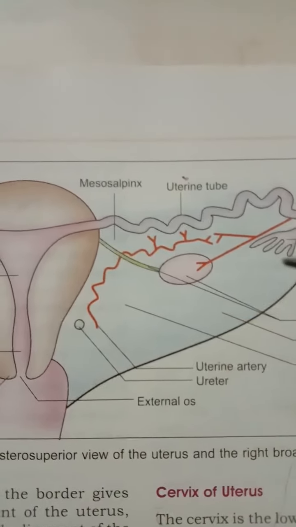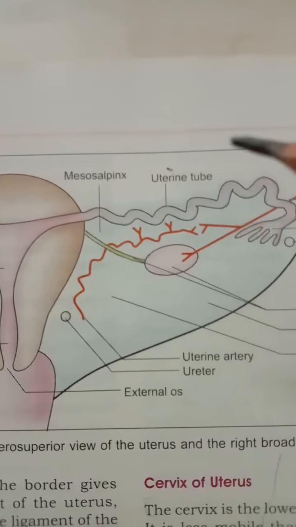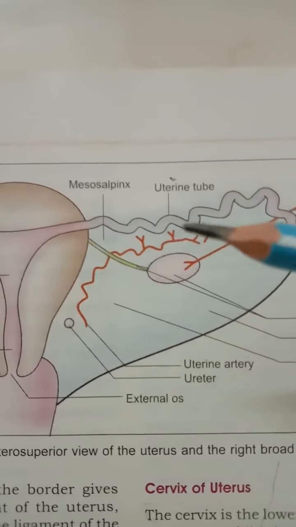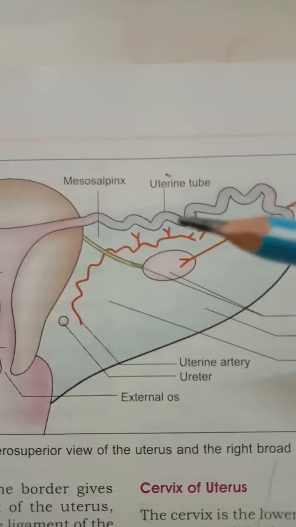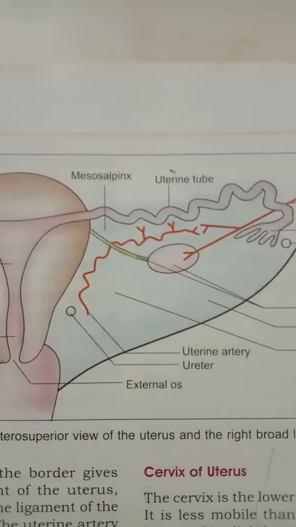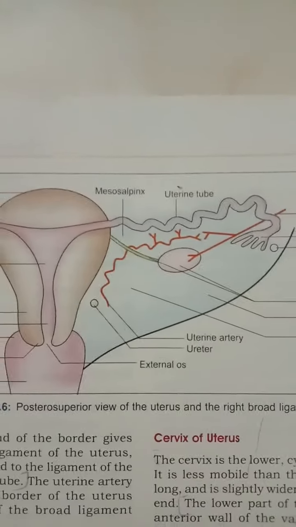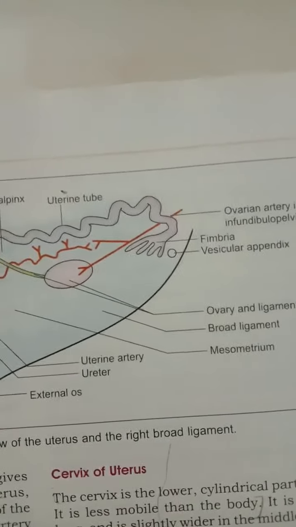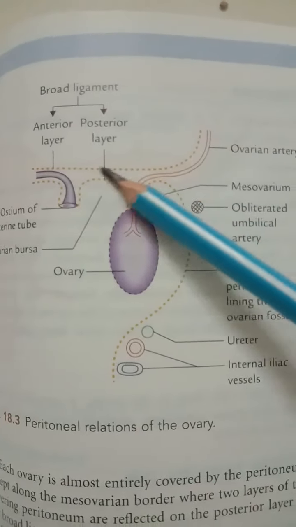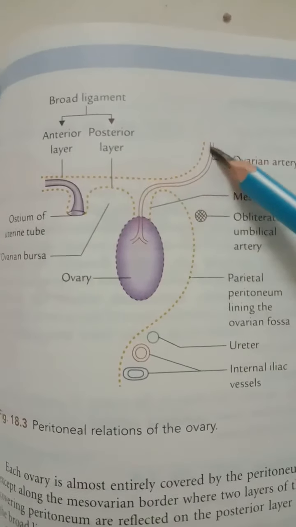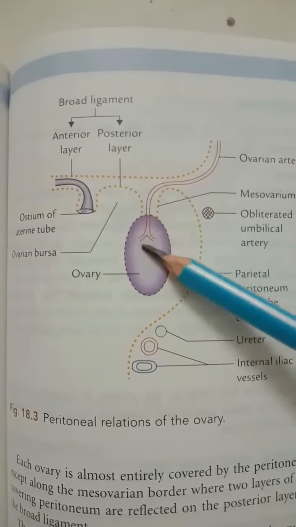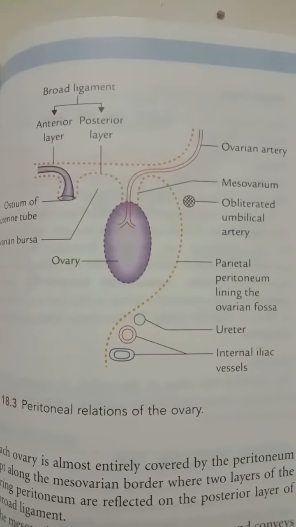Then the mesovarium. It is the fold of the posterior layer of the broad ligament extending to the ovary to be attached with it, and it lies just below and behind the ampullary part of the tube. In another diagram, you can see the mesovarium. Here is the fold of the peritoneum which enters into the anterior border of the ovary. That is called the mesovarium.